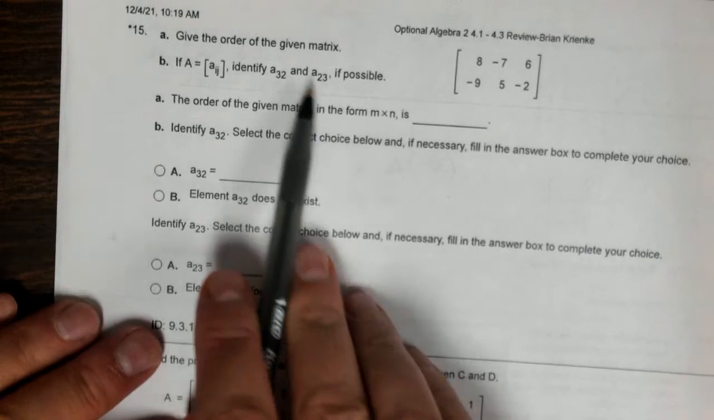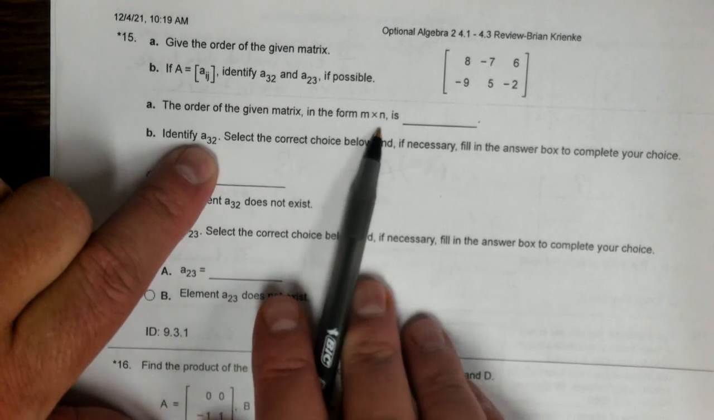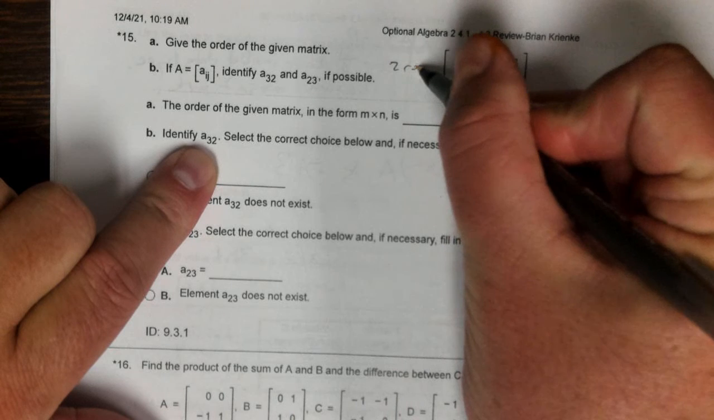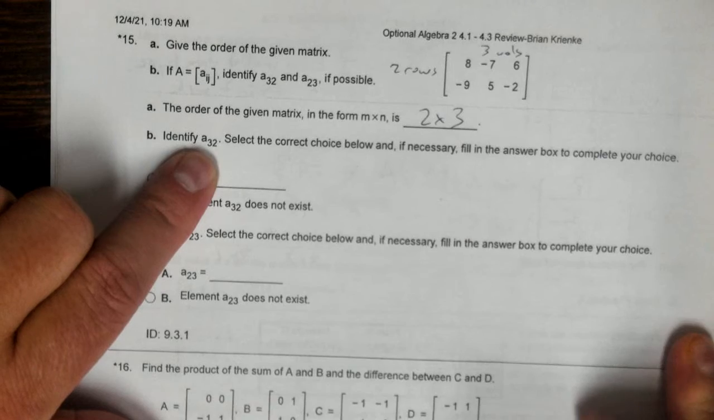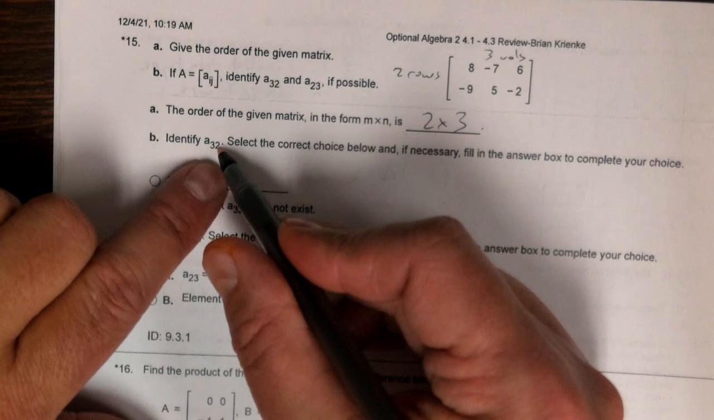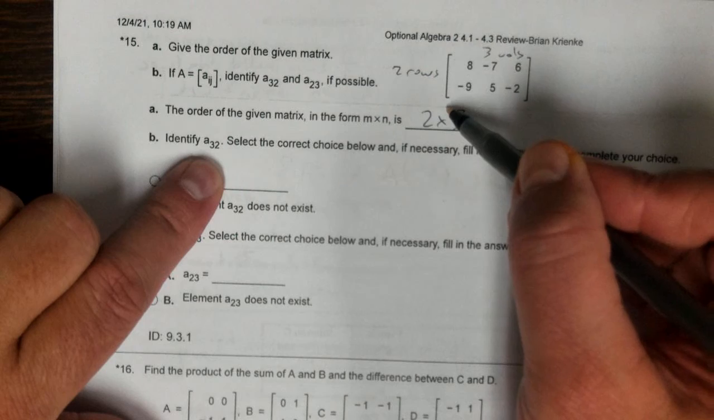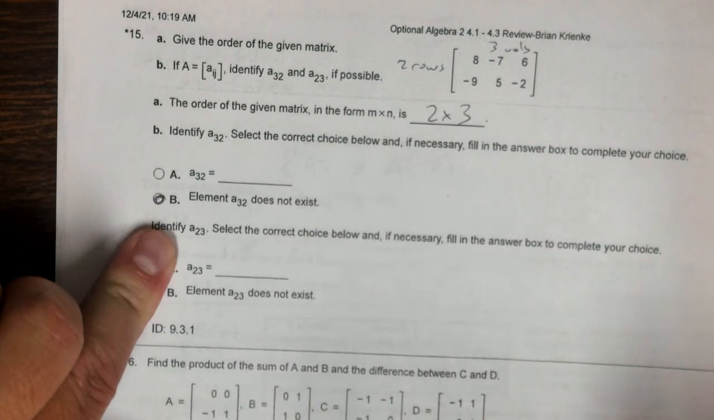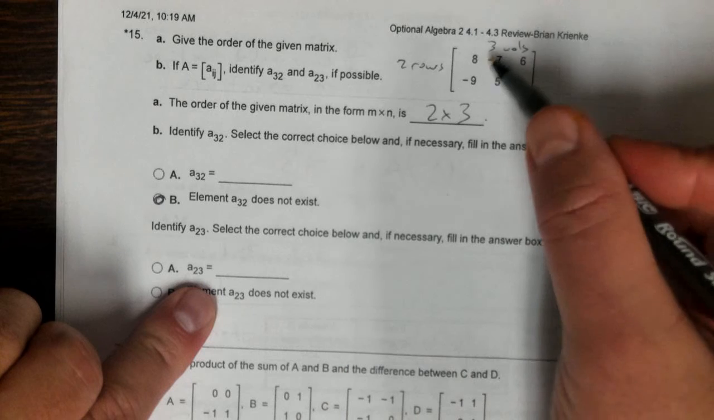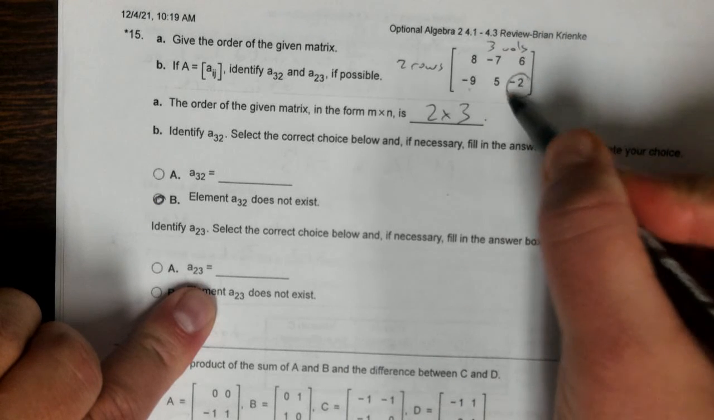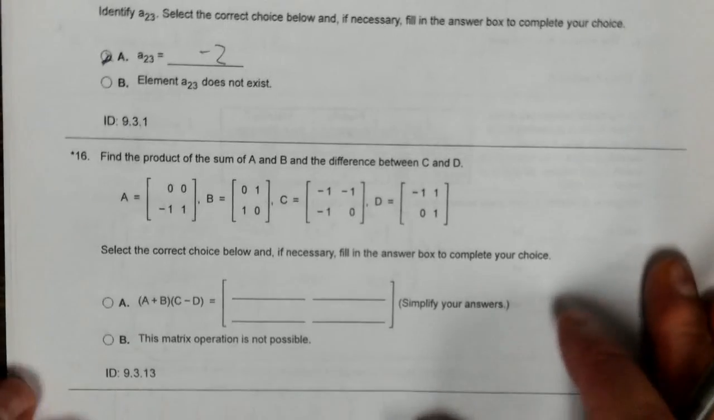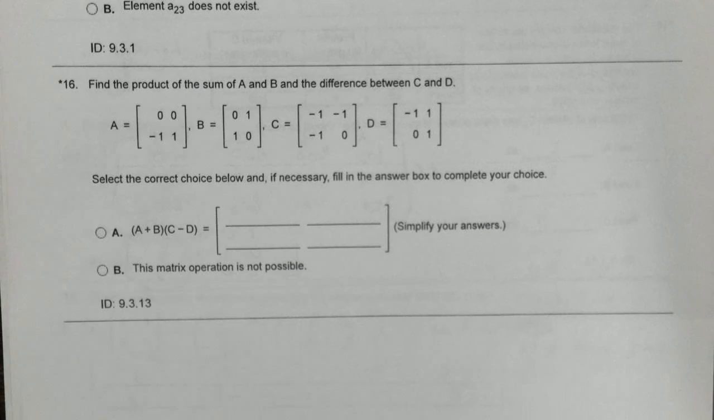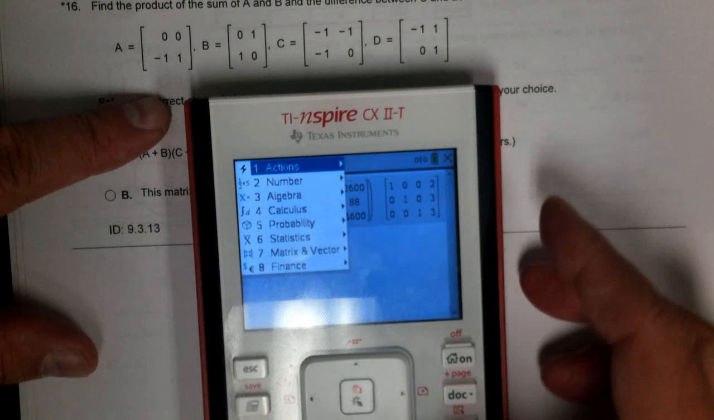On the next one, it wants to know the order of the matrix, and this is 2 rows and 3 columns. So you do 2x3. Then it wants to know for position 32. There are not 3 rows, and so this one does not exist. And for this one, the second row, third column is this number, which is -2. Okay.